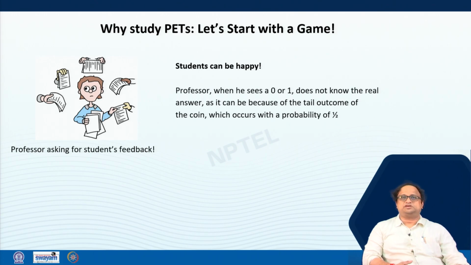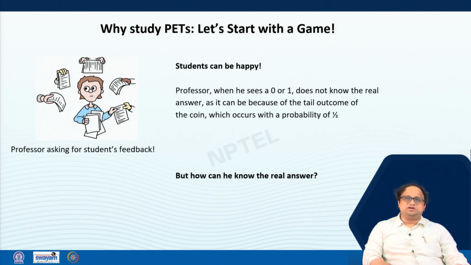because the professor, when he sees a 0 or 1, does not really know the real answer, as it can be because of the tail outcome of the coin, which occurs with a probability of half. So this part is quite easy. We see that the students can be happy and the privacy is reasonably maintained. But the more interesting question is how, from this accumulation of ones and zeros, I gather a reasonable estimate of the statistic that I want to gather. So let's see how we can do that.